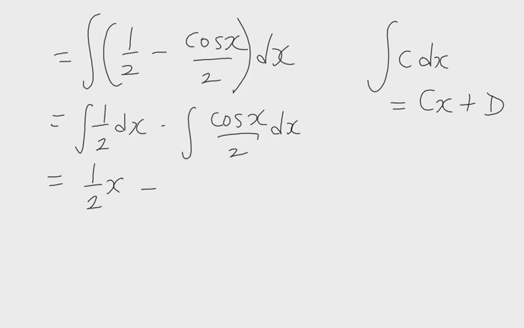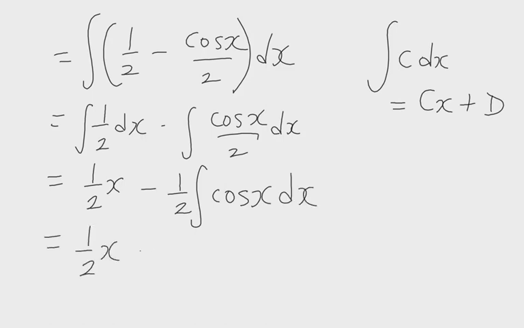So minus. Now I can bring that 1 over 2. I have the integral of x dx. So you get 1 over 2 x minus 1 over 2 times x plus 2, because the integral of x is times x. Okay, so this is the answer.